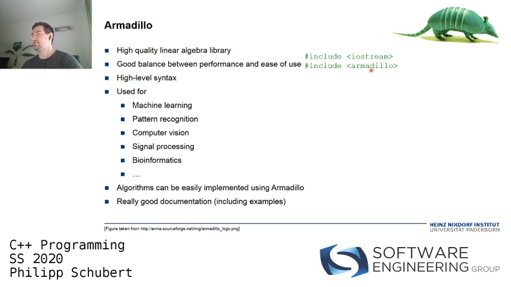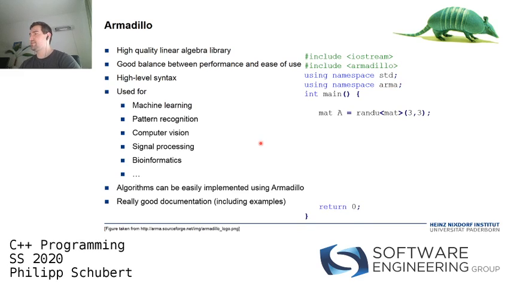So you need to include Armadillo, the header file of that library. We can also use the namespaces here. Let's use namespace std, and let's also use namespace arma. That's the namespace of the Armadillo library. So we can create a matrix of random numbers here, 3 times 3. And mat is just a shorthand. It's just a type alias for "give me a matrix of doubles", because a matrix of doubles is so common that there is a shorthand, mat.